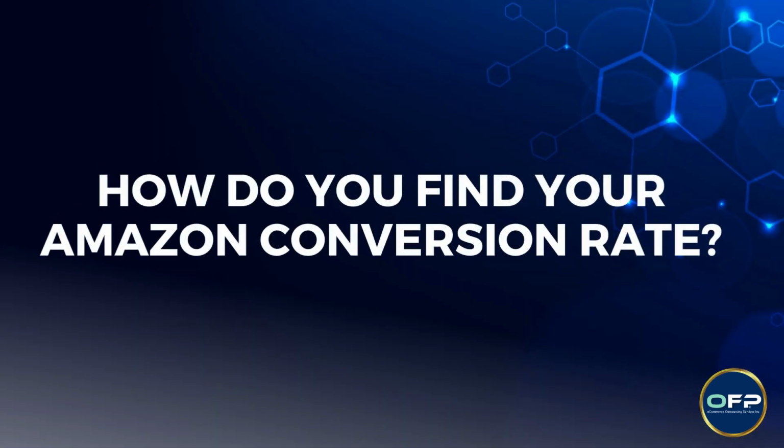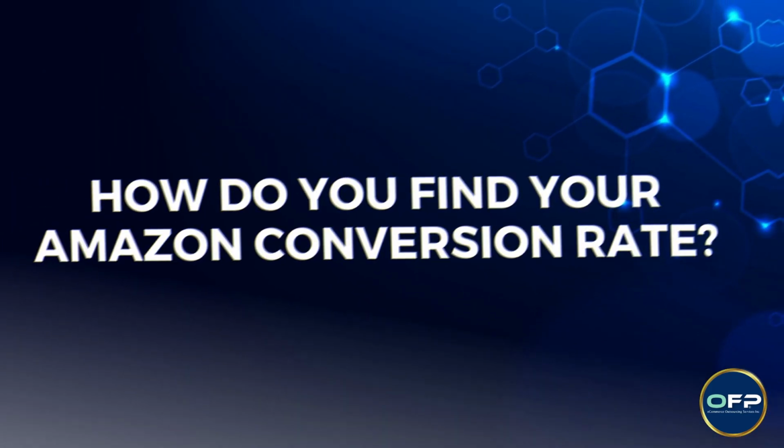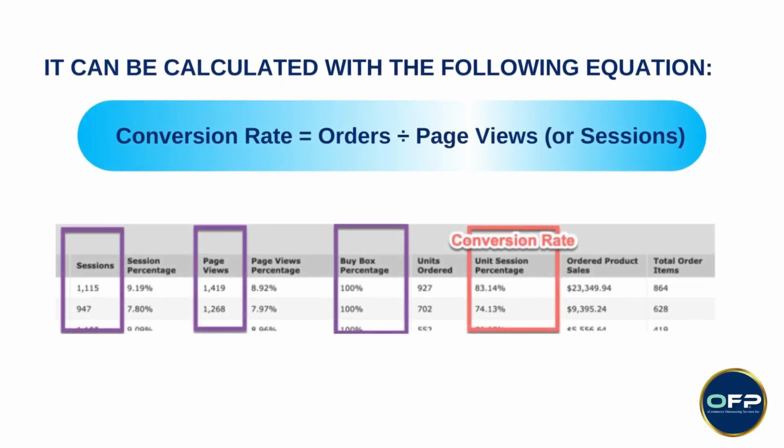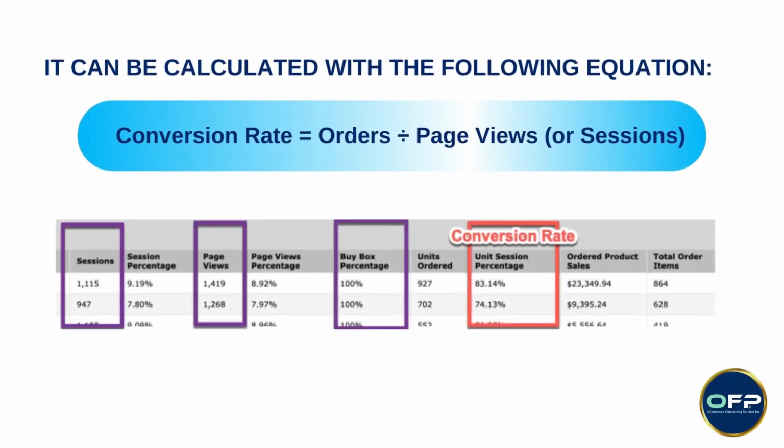How do you find your Amazon conversion rate? Finding your Amazon conversion rate is simple mathematics. It can be calculated with the following equation. Conversion rate equals orders divided by page views, or sessions.